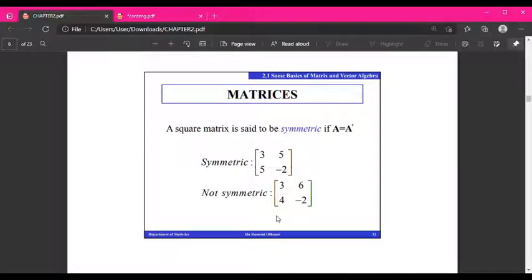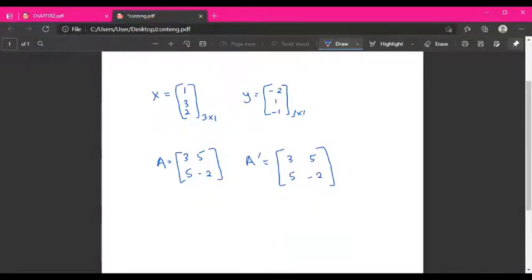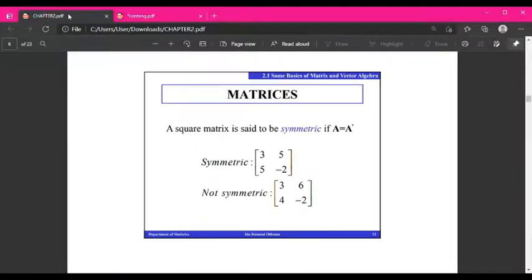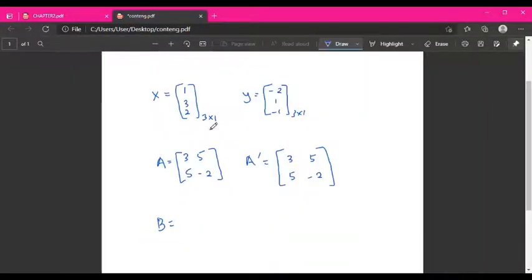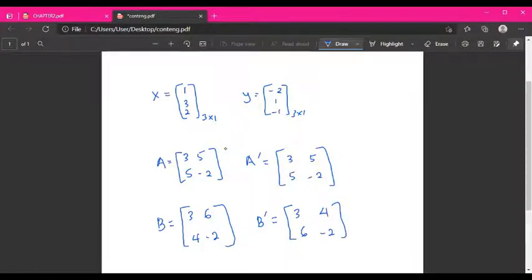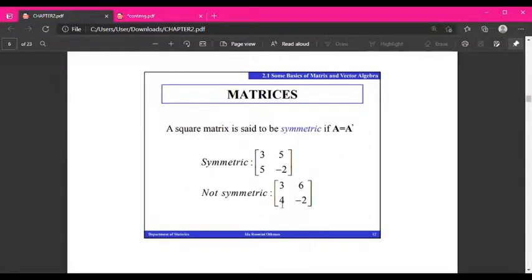Because of that, this matrix is called a symmetric matrix. How about this? It is a square matrix, but not a symmetric matrix. Let's see, we make it B, equal to 3, 6, 4, -2. Okay, try to find the transpose of matrix B. So, rows become columns. Okay, it seems that B and B transpose are not equal matrices. So, we cannot say that this matrix is a symmetric matrix. So, this matrix is not symmetric.